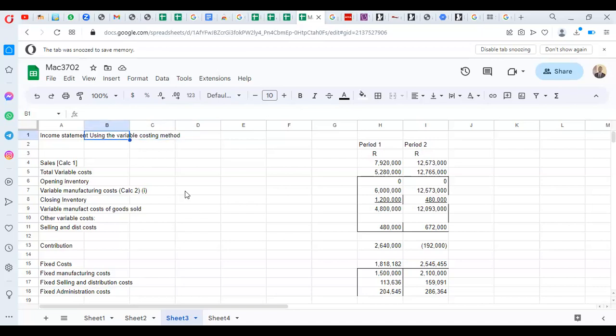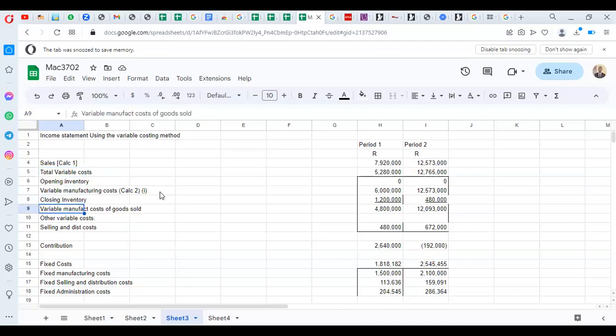We started off with the variable costing method. The difference between these two methods will be on the valuation of closing inventory, for starters, the valuation of our inventories. The variable costing method only takes into consideration those manufacturing costs which are variable, while the full costing method is going to take into consideration the total costs, both variable and fixed. So here we're looking at budgeted information.